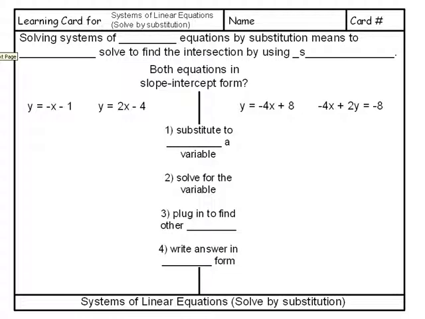And let's take a look at what this substitution is all about in a little bit slower form. Solving systems of linear equations by substitution means to, what was I going to put there? Means to algebraically, I almost forgot, well, I did forget, algebraically solve. And that algebraically is just a fancy word for saying mathematically, using math, an algebra method, to solve to find the intersection by using substitution.